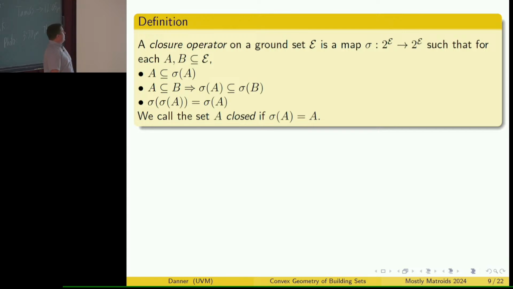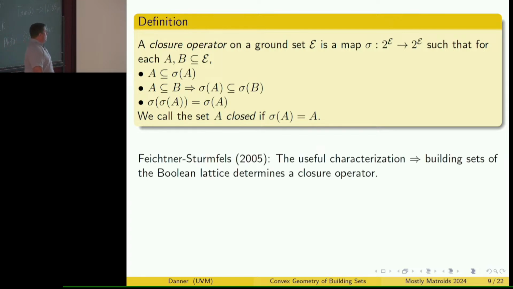A closure operator on a ground set is just a map from the power set to the power set, and it has these properties. So the closure should be larger. In a minute, we'll have an example of this. There are names for these bullet points. I didn't write them down with fancy names, but you're closed if, under the closure operator, nothing happens to it. So sigma of A is A. If that's the case, then you have a closed set, an element of our closure system.